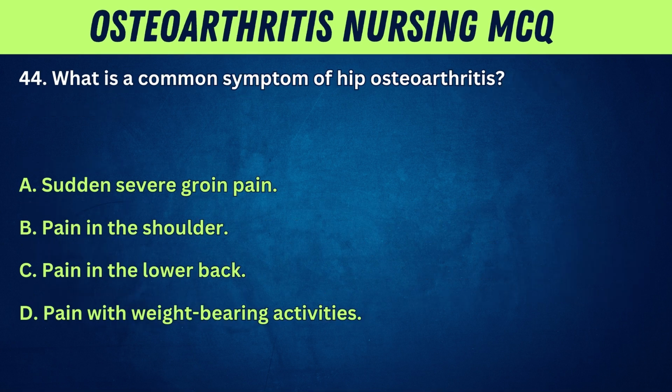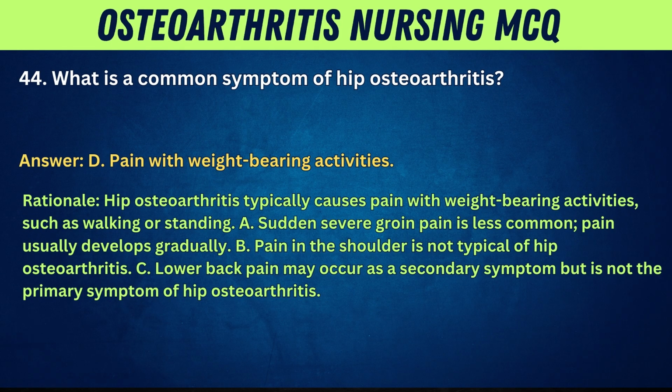44. What is a common symptom of hip osteoarthritis? A. Sudden severe groin pain. B. Pain in the shoulder. C. Pain in the lower back. D. Pain with weight-bearing activities. Answer: D. Pain with weight-bearing activities.